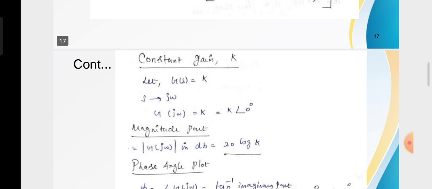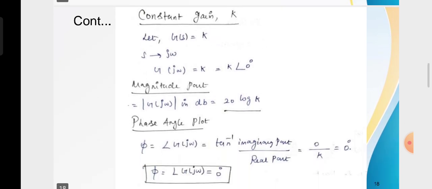So constant gain K. The constant gain K represents the open loop transfer function G of s equal to K. Now first find the sinusoidal transfer function, which is nothing but replacing s by j omega. So substitute s equal to j omega. So G of j omega equal to K, and from this find out the magnitude part and the phase angle plot. The magnitude of G of j omega is equal to K. In terms of dB, 20 log K.